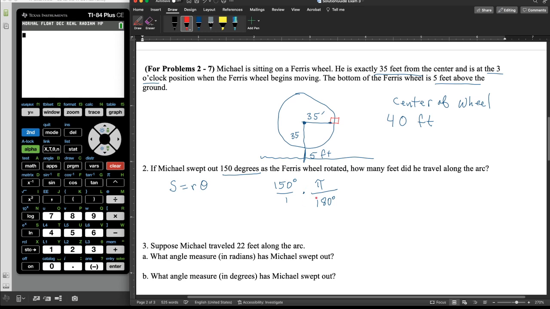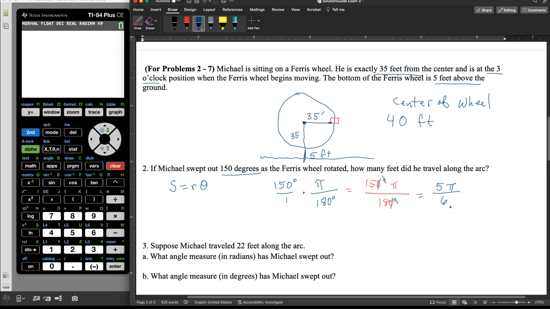Okay, and we can do some reducing. This is 150 degrees times pi over 180 degrees. So the units of degrees cancel out, and we're going to be left with radians. 150, 180, well, 10 goes into both of those, and 3 goes into both of these. 3 goes into 15 5 times. 3 goes into 18 6 times. So 5 pi over 6. This is our radian measure.